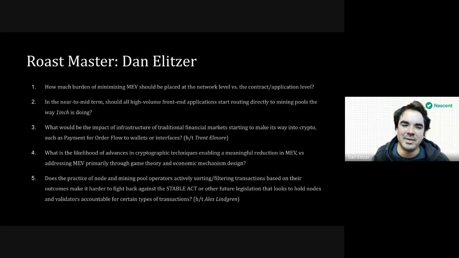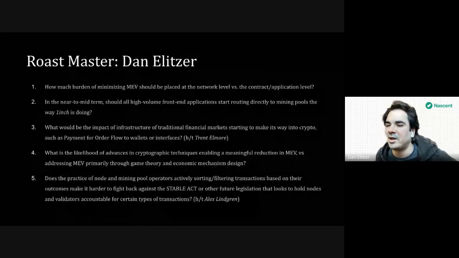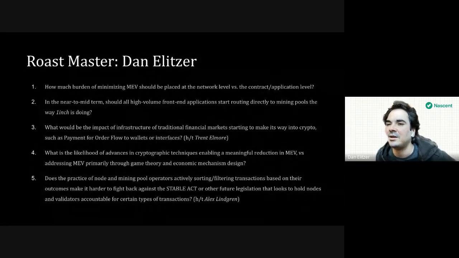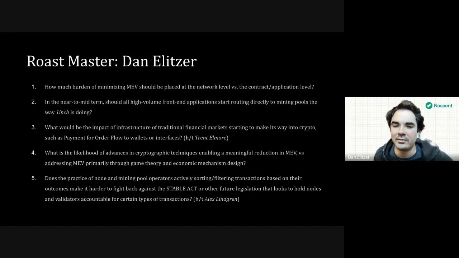Actually, this may expose my ignorance here, but I would love to jump to maybe question 4. It's about the likelihood of advances in cryptographic techniques enabling a meaningful reduction in MEV, versus, you know, we're primarily talking about game theory and economic mechanism design. But using zero knowledge proofs and secure multi-party computation approaches, similar to Aztec or what Secret is claiming they can do, are you able to hide enough information until after the transaction has been validated that it enables you to eliminate a lot of this MEV? I honestly don't know. Folks from some of those projects have proposed to me that it can, and so I would very much value the opinion of folks here.